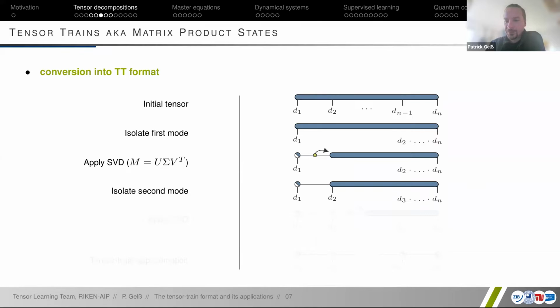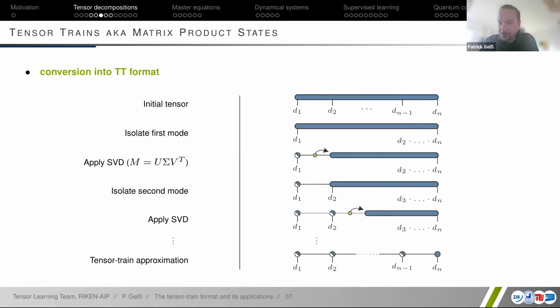So now, in the first step, we isolated the first mode, and we got our first TT core. Now we repeat this procedure. We take the residual tensor and reshape it into a matrix again, or in this case an order 3 tensor, to split up the second mode. Then we again apply an SVD and so on. If we proceed until the right end of our tensor, then we get a left orthonormal tensor train decomposition. I will get back to this concept in a few minutes.